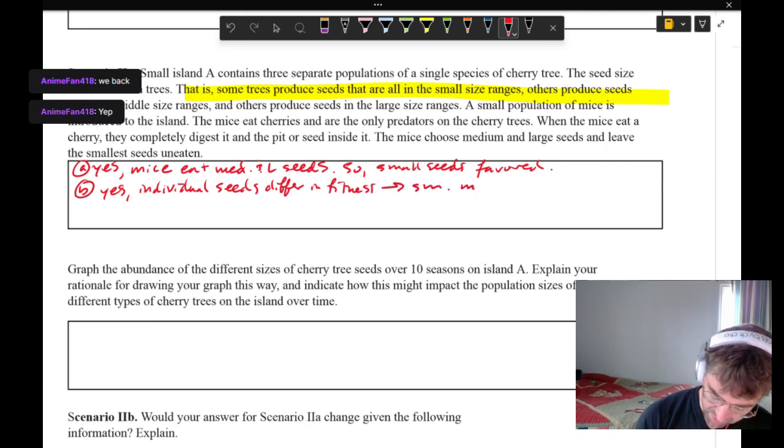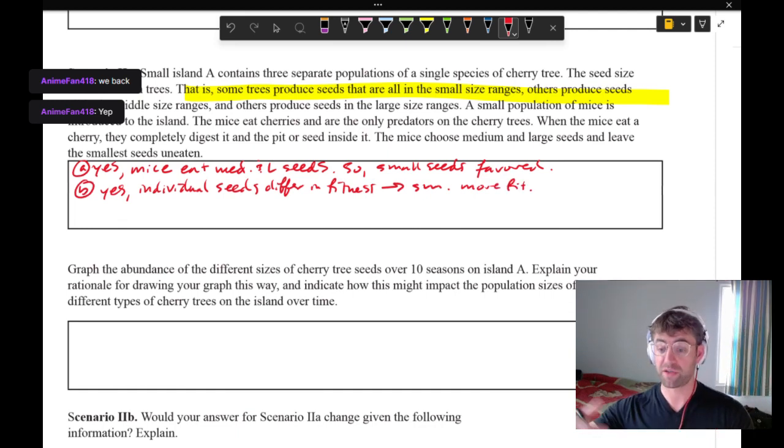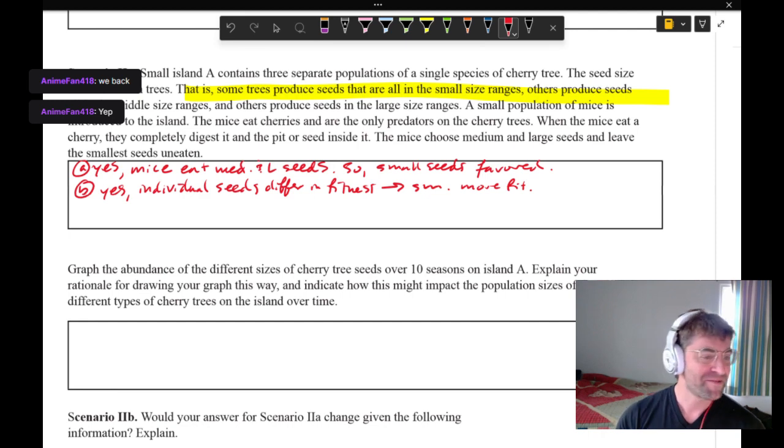Small seeds are more fit. Fitness means an increased likelihood that they will go on to reproduce and produce more offspring and carry on their genetic material. We're not talking fitness like going to the gym, right? It's very, very different.